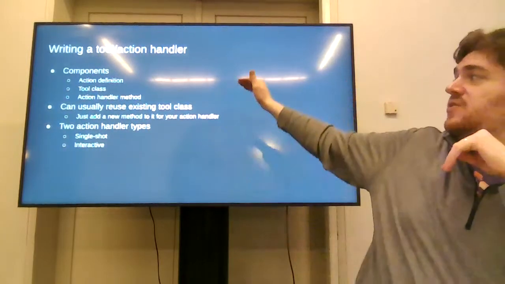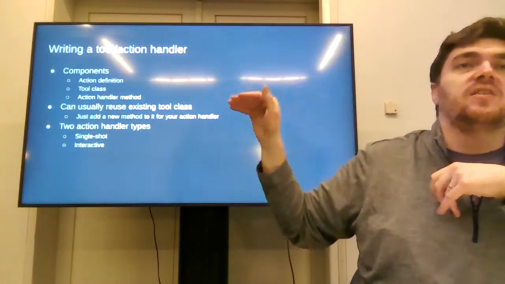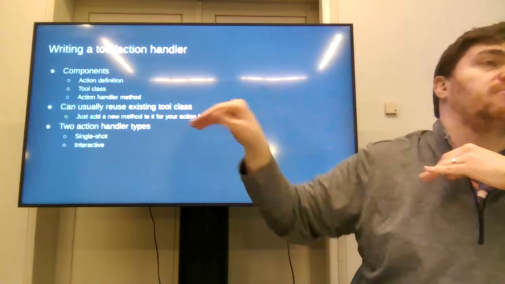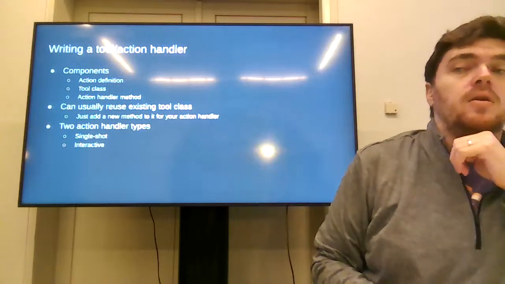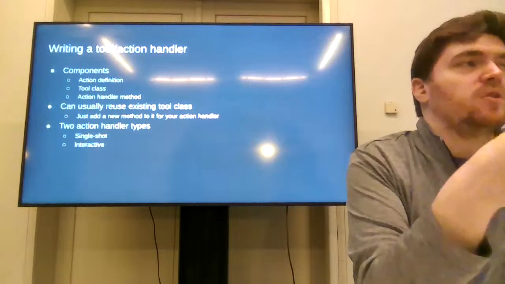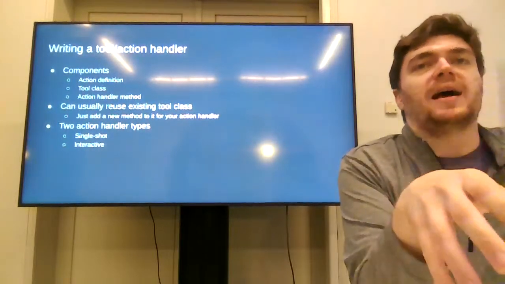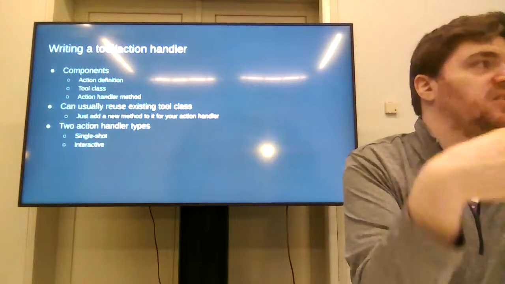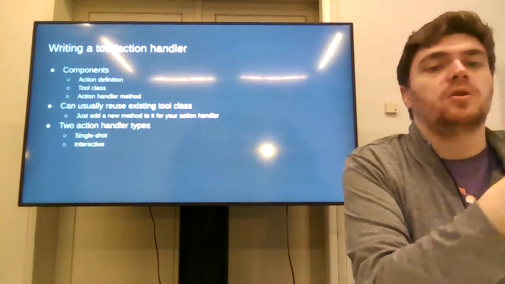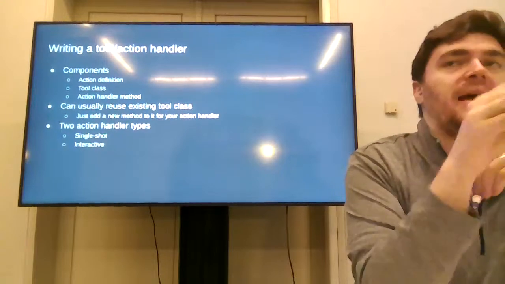And so then inside the tool, we have the action handler methods. So this is a single method inside a tool class, basically, that the tool framework will call. So what you can usually do if you're just adding a single thing that's new is reuse an existing tool class. There's no need to write an entire C++ class for a tool already. You just add a new action handler to an existing tool and add the mapping for it.